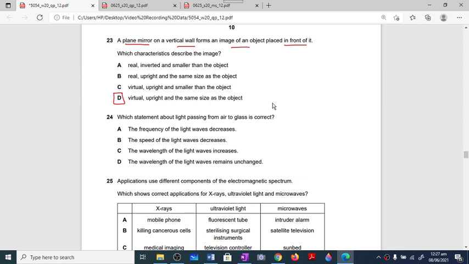Which statement about the light passing from air to glass is correct? So that is moving from a less dense medium to a more dense medium. The frequency will never change during the refraction. The speed of the light wave decreases. Okay, that is fine. The reason is that whenever light enters the glass, which is more dense, the speed will slow down. The wavelength will decrease, so option D is also invalid.